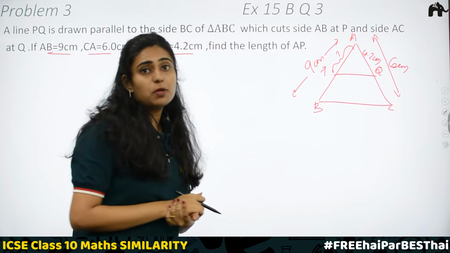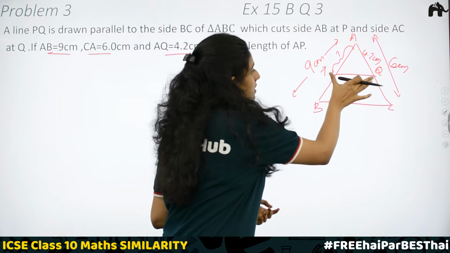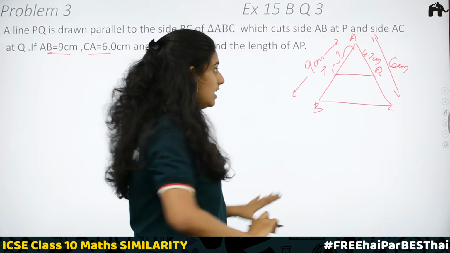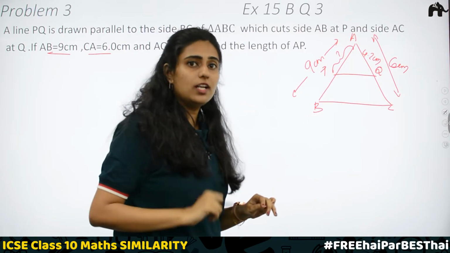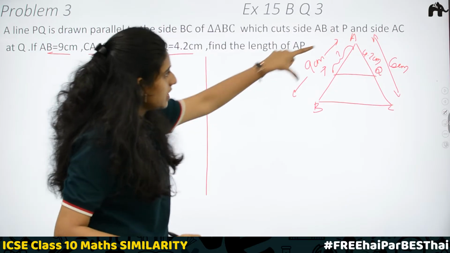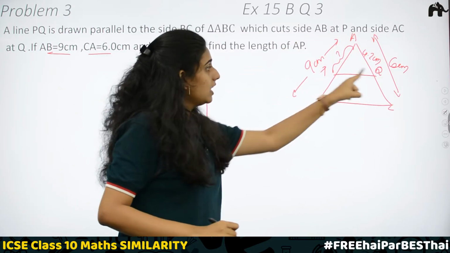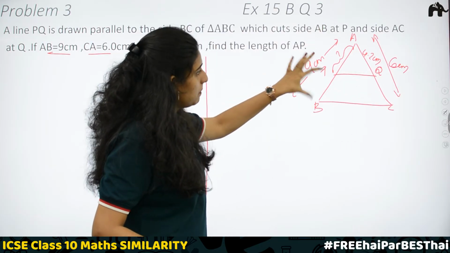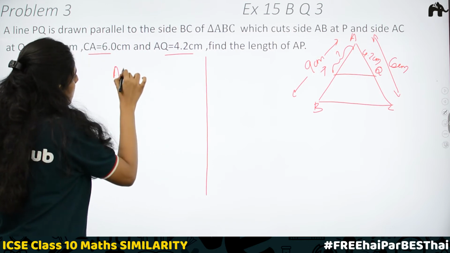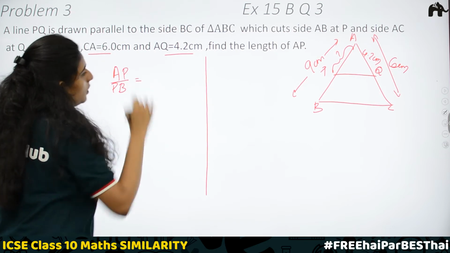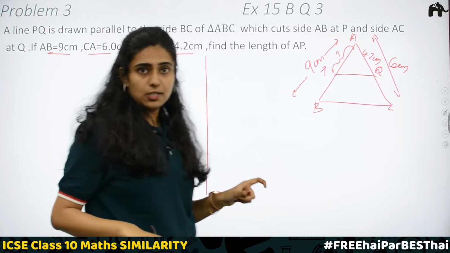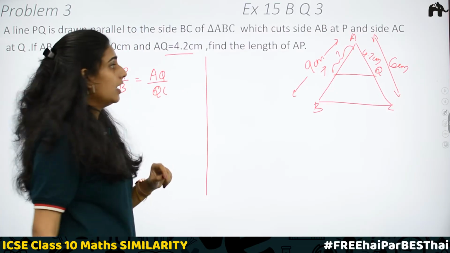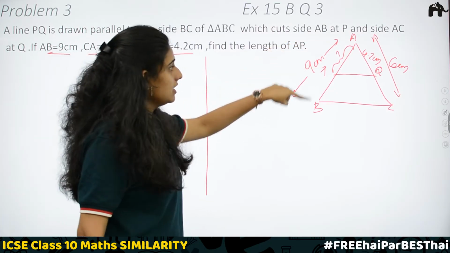So according to the basic proportionality theorem, if a line is drawn parallel to one side of a triangle, it divides the other two sides in equal ratio. So here the other two sides are AB and AC. They are divided by line PQ at points P and Q, which means the ratio AP by PB will be equal to the ratio AQ by QC.